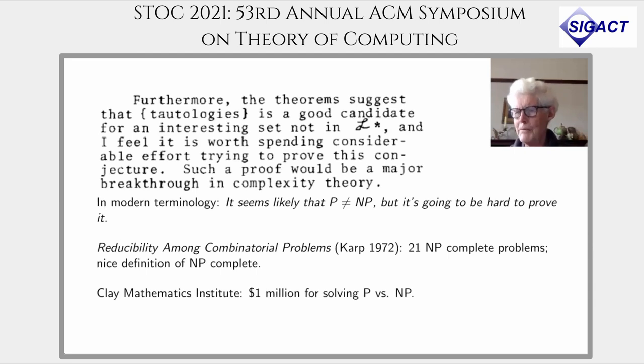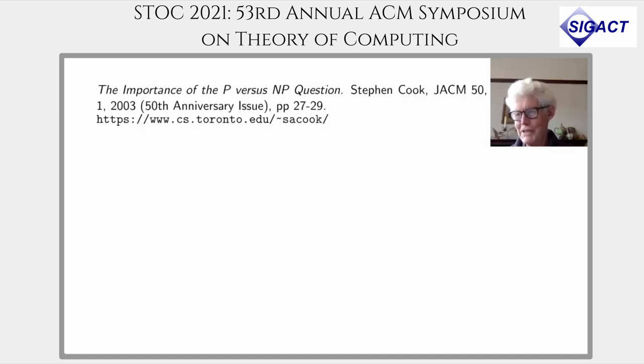Anyway, my own opinion on the P versus NP problem was given in my paper called The Importance of the P versus NP Question, in JACM, Journal of the ACM, number 50, 2003. That is the 50th anniversary issue, pages 27-29. This paper is available on my home page. Here are a couple of paragraphs from that paper.